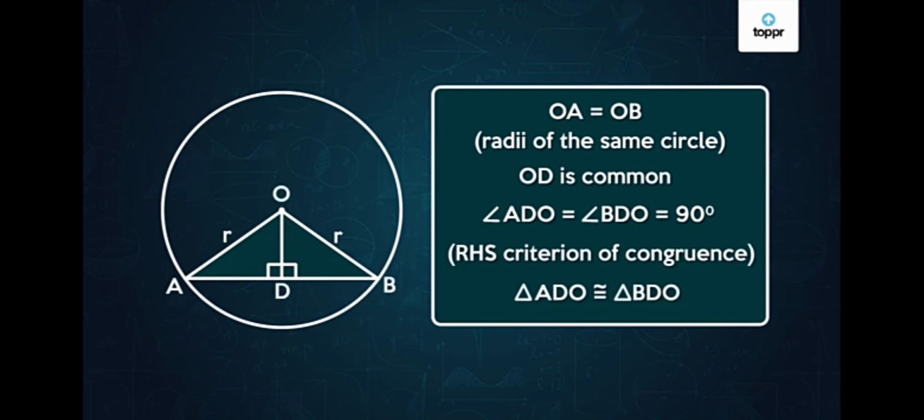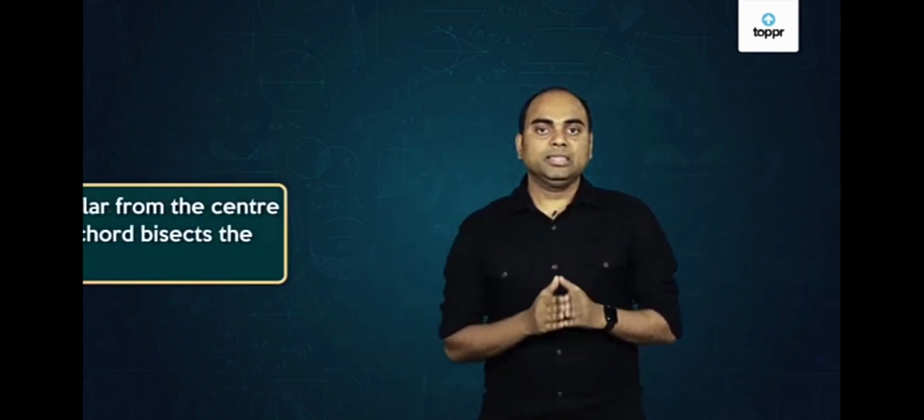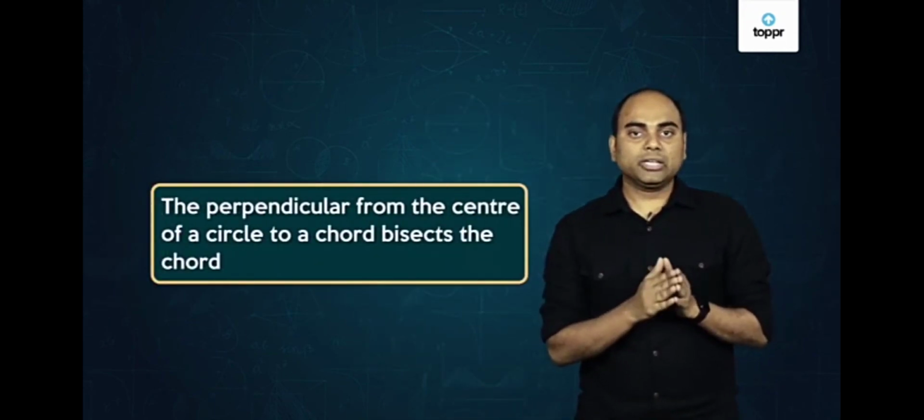So from this, we can conclude that AD is equal to BD as they are the corresponding parts of congruent triangles. So this proves the fact that the perpendicular from the center of a circle to a chord bisects the chord. Let's summarize the two theorems that we have proved in this video.